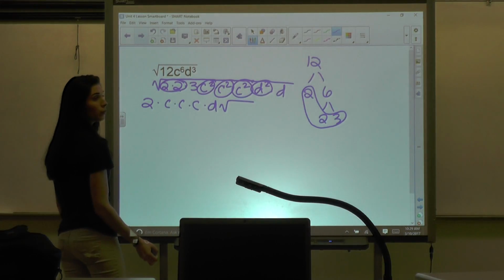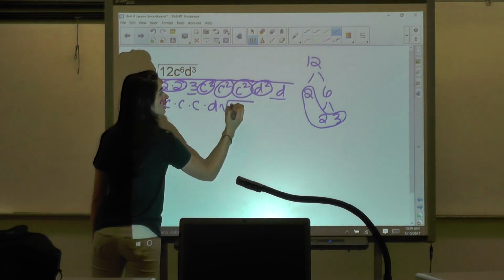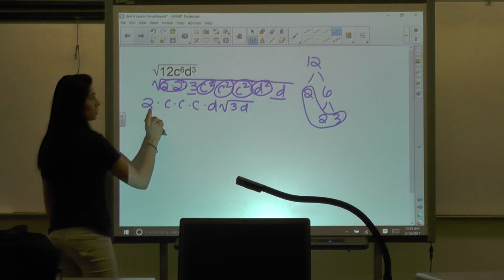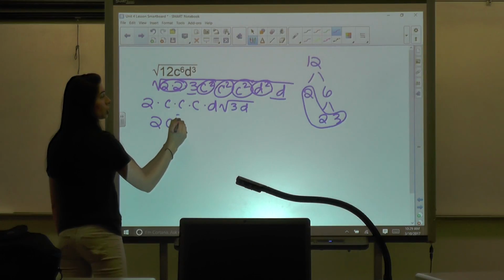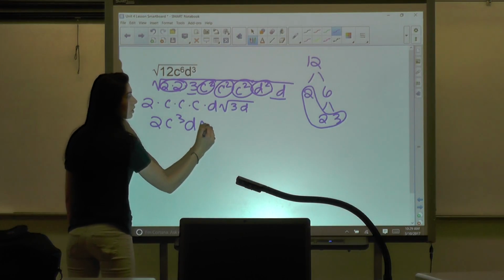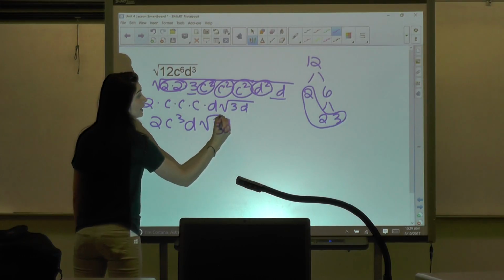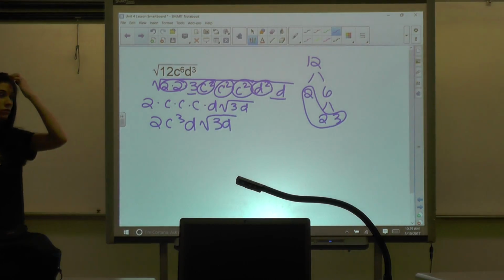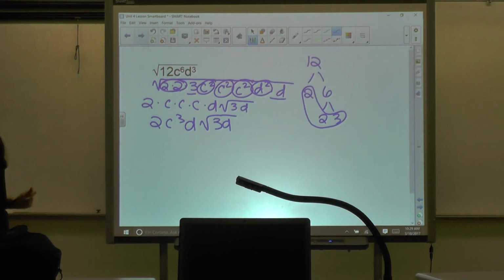It's a square root. What am I left with? A 3 and a d. So this is 2c cubed, because I have 1, 2, 3 c's, and then the square root of 3d left over. Okay? Make sense? Yes. Okay.